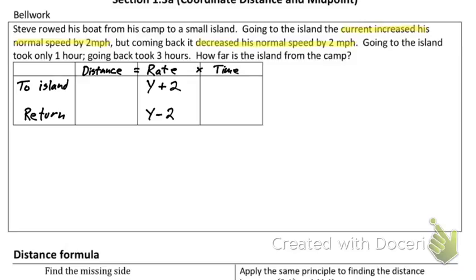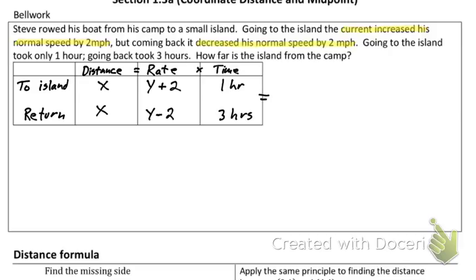They also tell me that it took only 1 hour to get there, and it took 3 hours to get back. And then it says how far is the island from the camp. So they didn't give me any information about the distance. If they didn't give me any information about the distance, they also didn't say, well, he went a different route going back, so it was 3 miles left. If they don't give you any distance, it is assumed that going there is the same distance as going back. But since they didn't give me any information, I'm just going to put an x in for both of them.